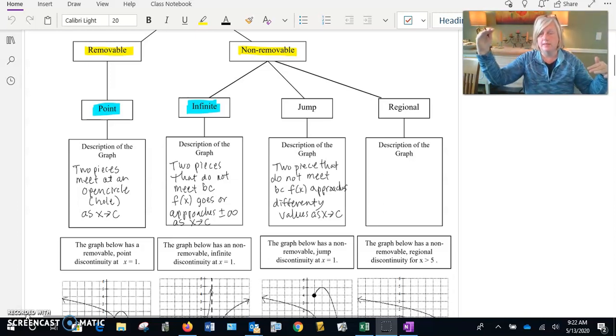Or as the x values are heading toward that c, they don't meet. They don't go up to infinity, they don't go down to negative infinity, they just have a gap, and that gap is a gap in y values. They're directly above each other.